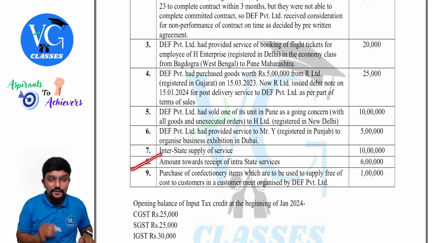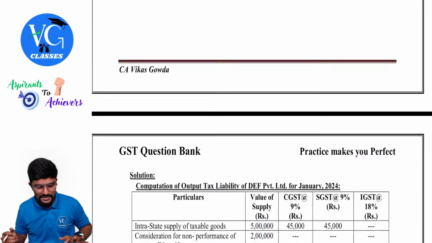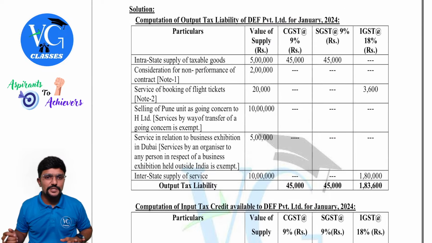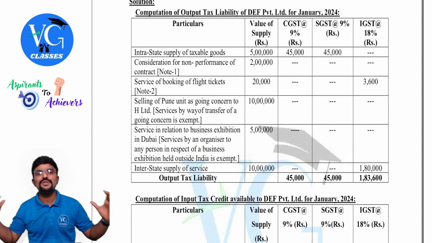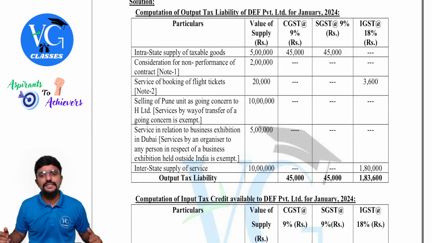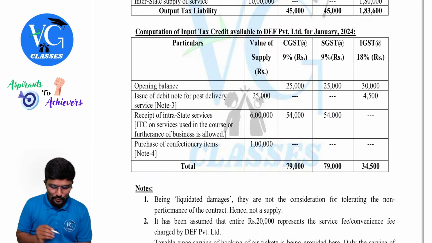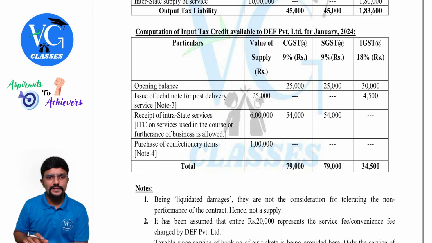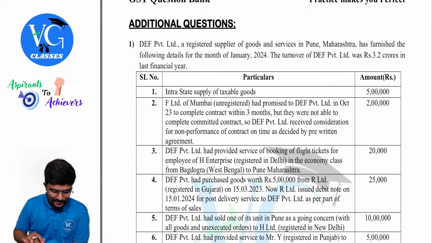And this is inward supply. Please be careful. 6 lakh amount towards receipt of intrastate services. Okay. So with respect to outward supply, guys, output tax is how much? 45,000, 45,000, and 1 lakh 83,600. Now coming to input tax credit, guys. Opening balance, they have already given in the question: 25, 25, and 30 respectively. Next, issue of debit note for post delivery service, guys. So that is the item given to you.